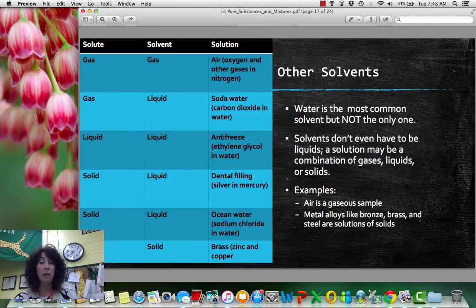Water is, again, a very common solvent, but solvents don't have to be liquids. For instance, gases can be. If we look at air, air is nitrogen gas with other gases dissolved into it. So even though we think of solvents as liquids, they don't have to be.